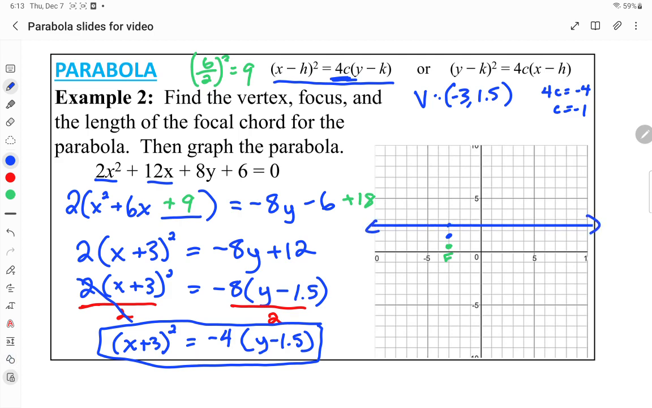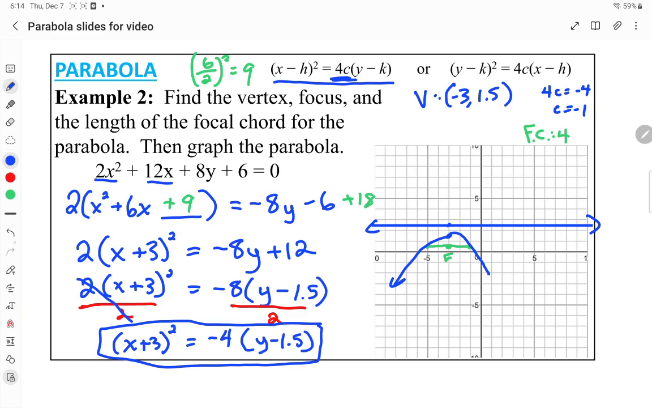Got my directrix. I got my vertex. I got my focus. I just have to end with my focal chord. Focal chord is the absolute value of 4c units long. So my focal chord is 4 units long total, meaning 2 to the left, 2 to the right of my focus. I'll connect them to demonstrate what that segment is, and I can finish my graph.